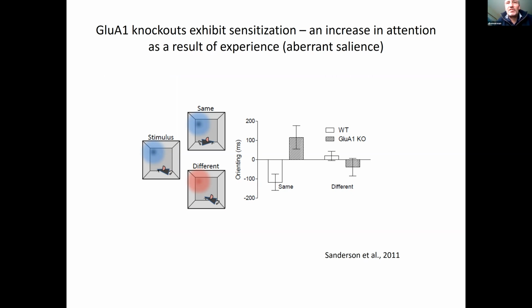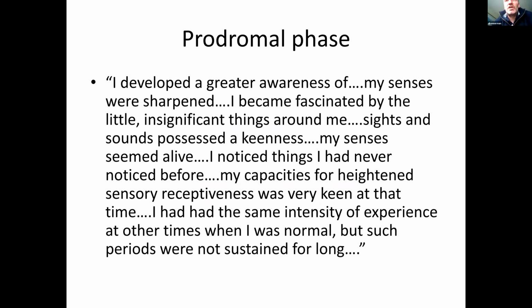And just to give you one example of that, these are anecdotal reports taken from a paper by Kapur, from the prodrome of the disorder. So this is the phase of schizophrenia before they're diagnosed formally with the disease. Patients talk about having developed a greater awareness of things. My senses were sharpened. I became fascinated by the little insignificant things around me. Sights and sounds possessed a keenness. My senses seemed alive. I'd noticed things that I'd never noticed before.